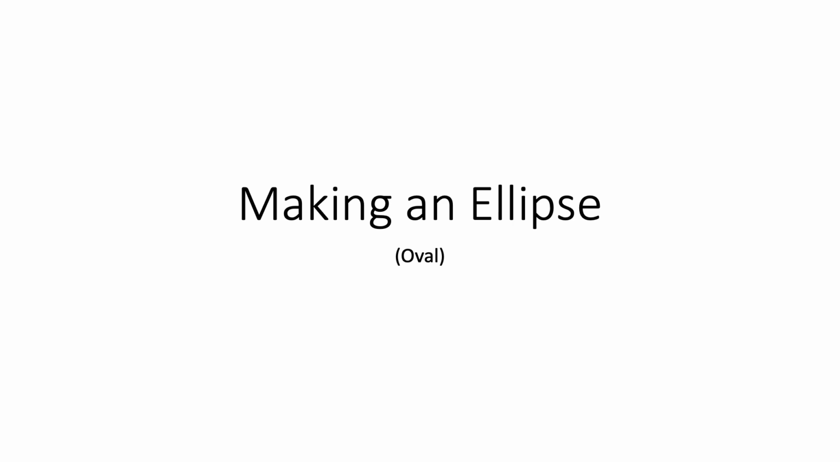I want to help you understand what an ellipse is because it's very important in understanding how planets move around their stars, like our Earth moves around our sun. Another word for an ellipse is an oval, and that might be more familiar to you. We're going to do some geometry here.